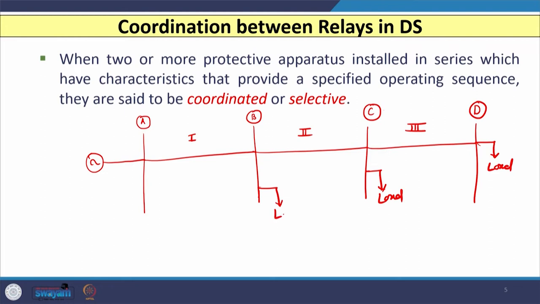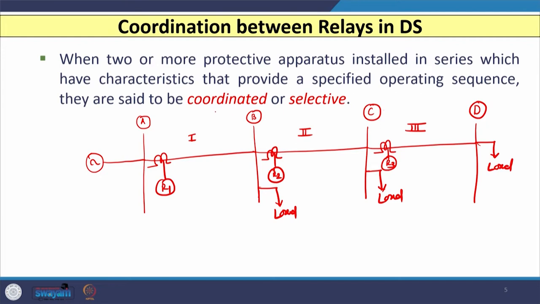Now, in this case, suppose we have a relay located in section 1, let us say R1, in section 2, let us say it is R2, and in section 3, let us say it is R3. So, 3 relays are there. These relays are overcurrent relays, maybe digital overcurrent relay or electromechanical, any type.